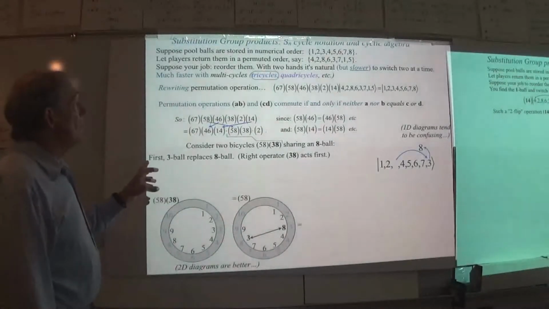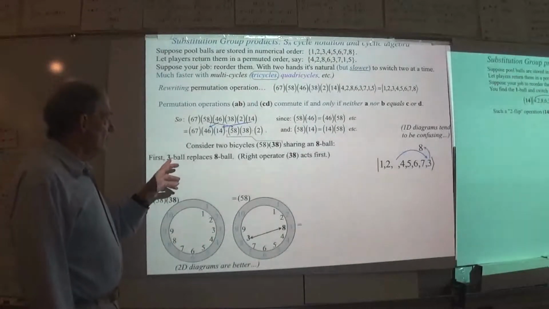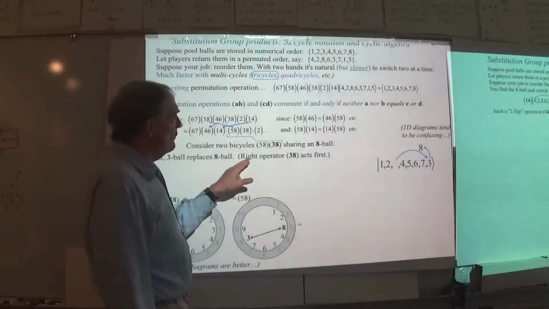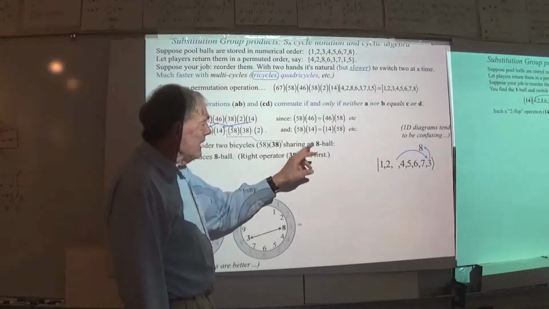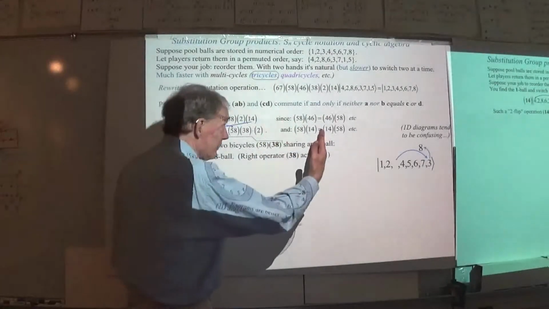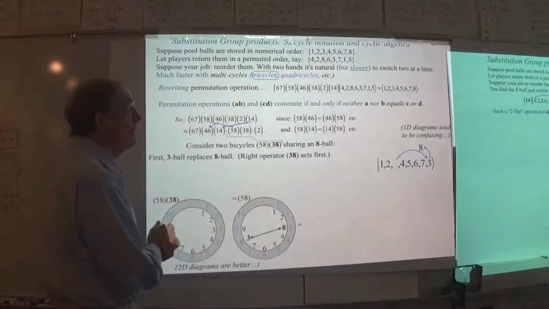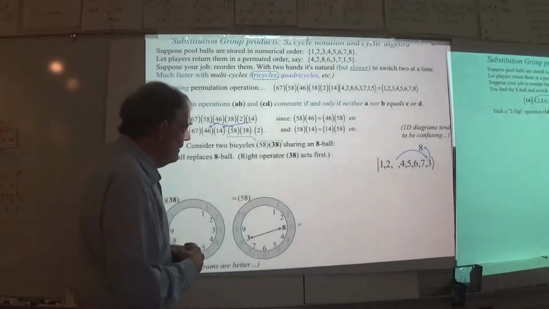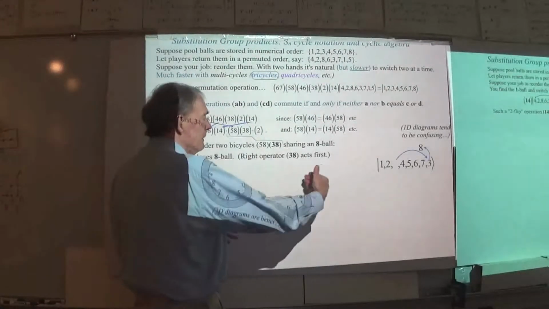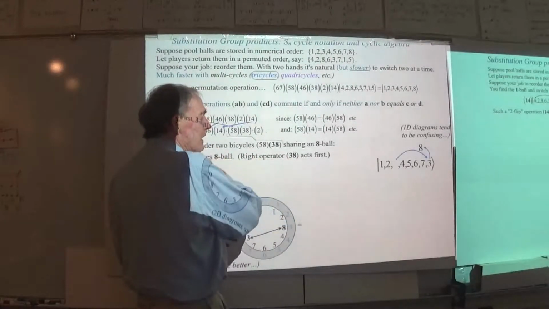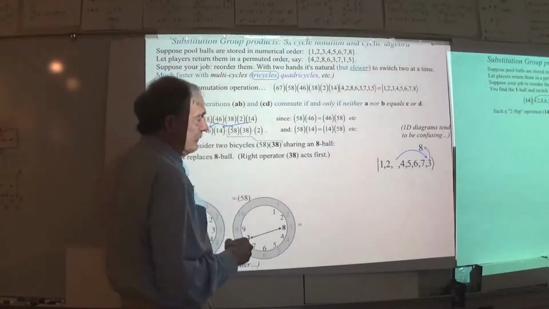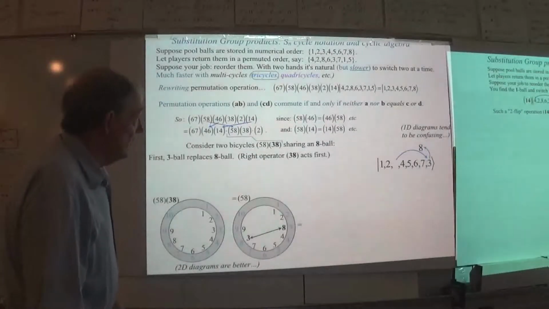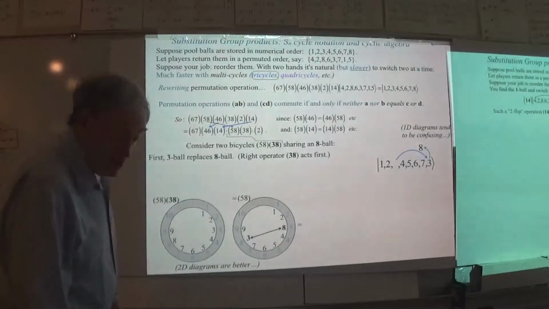But anyway, what this thing is saying is, first the 3 ball replaces the 8 ball. Okay? This is the right-hand operation. It acts first on a ket. So we're thinking of the quantum mechanical sort of Hebrew-oriented order here. So the idea is that we're going to be doing our operations reading opposite to the direction that you normally do in English. But that's not really a big deal. We've been doing that already.